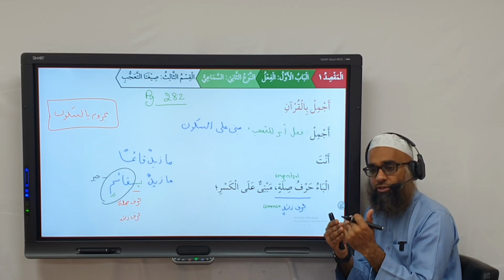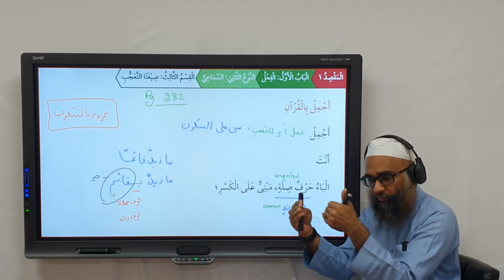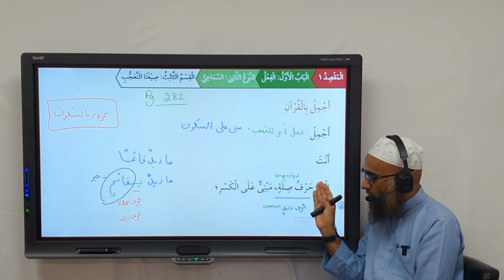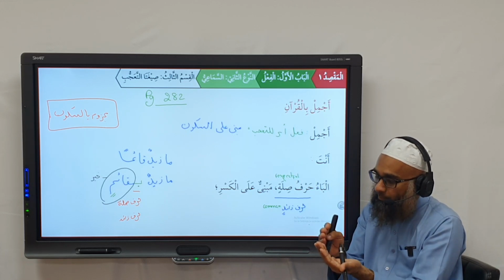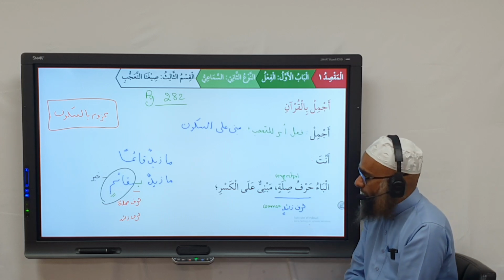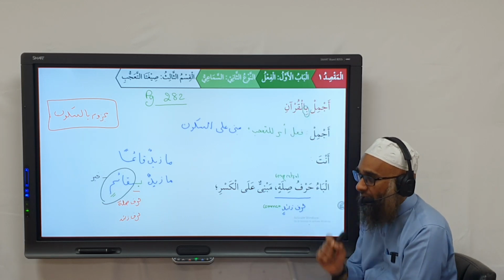As opposed to normal harfun jar. Normal harfun jar is jar majrur shibul jumla maf'ulun bihi. Jar majrur shibul jumla maf'ulun fi. But in this harfun jar, harfu sila, it doesn't change the word after. If you take it out, it will still be khabar. And that's how it's slightly different.